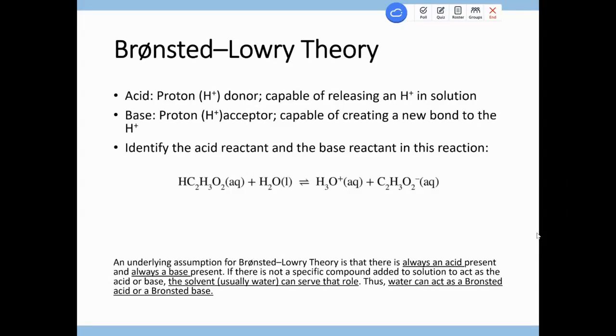So we have an acid that gives away a proton, a base accepts that proton. These are capable of creating a new bond to the H plus. So with this reaction that's shown here, take a minute to identify the acid and the base in the forward reaction. So which molecule there is giving up a proton, that will be the acid, and which molecule is accepting a proton, that will be the base.